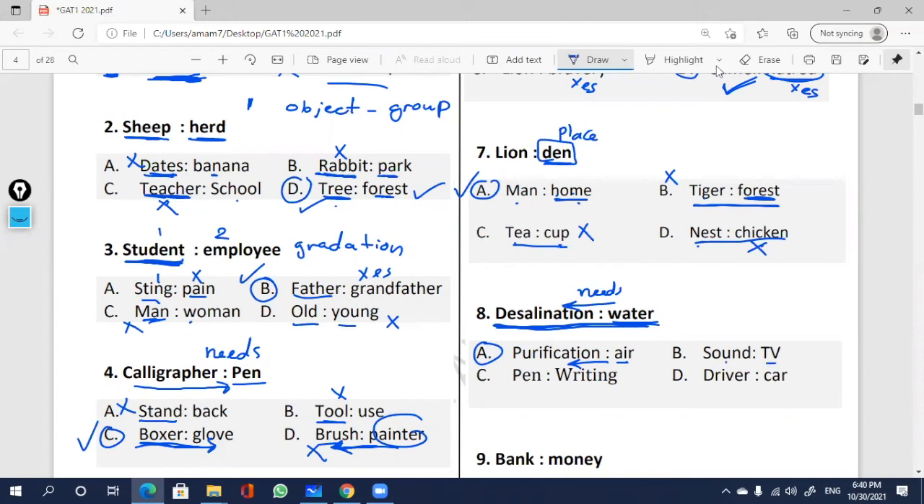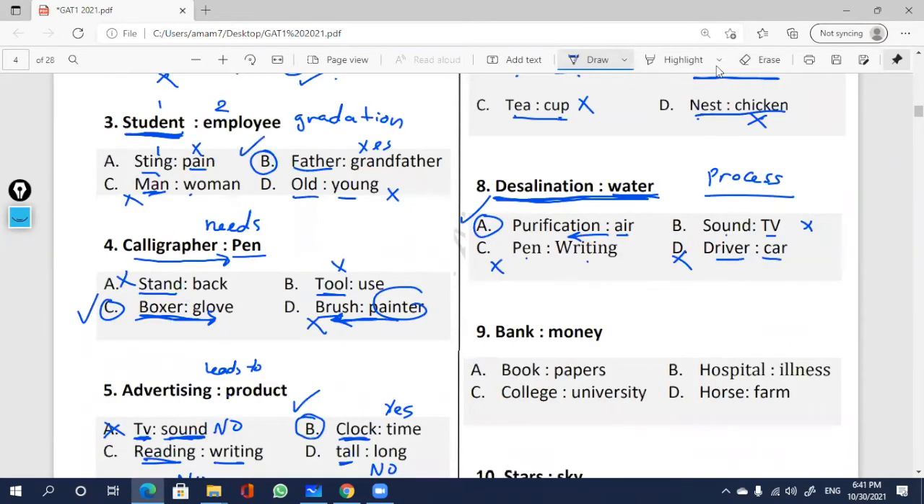TV sound, no. So you can say needs or you can say process. Okay, it's a process. Car, driver, no also. So it's a process more than needs actually. Writing, pen, also no. So this is the correct answer. It's a process, okay? How about number 9?